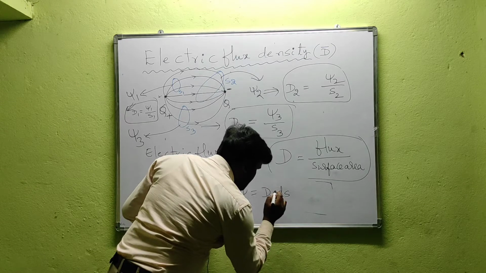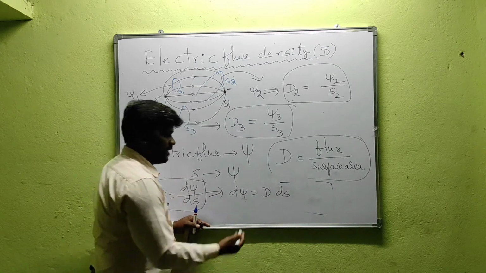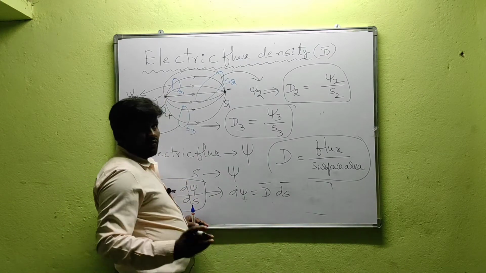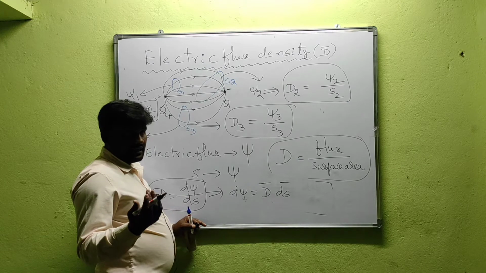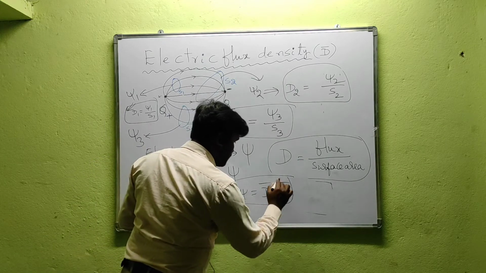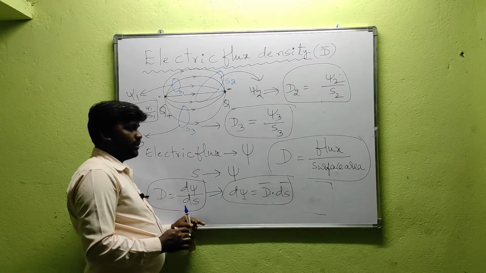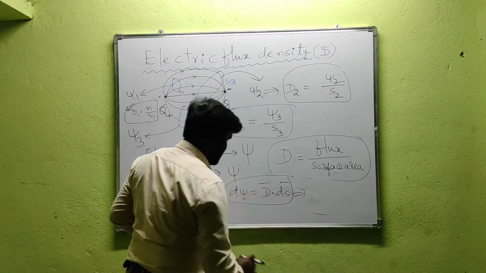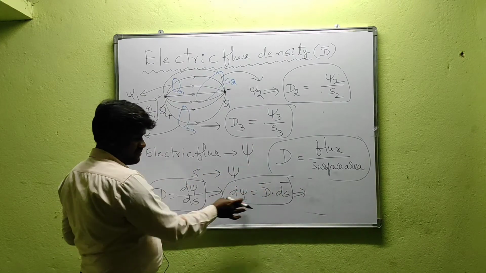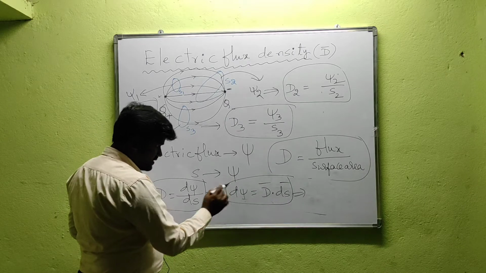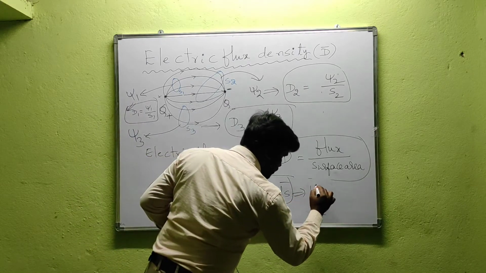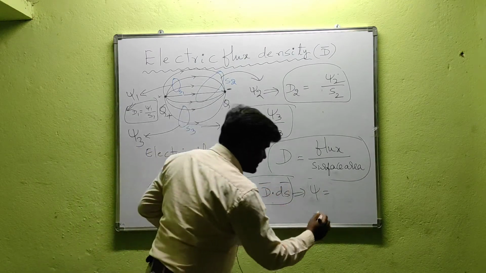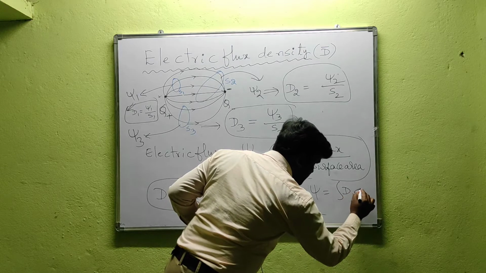So dψ equals D into dS. But we know that this differential surface area is a vector quantity. Of course D is also a vector quantity, flux per unit surface area. We know that a scalar quantity can be written as the dot product of two vectors, that is dψ equals D̄ dot dS̄. Then if I apply integration on both sides, integration and differentiation cancel out, and we get ψ equals integral of D dot dS.